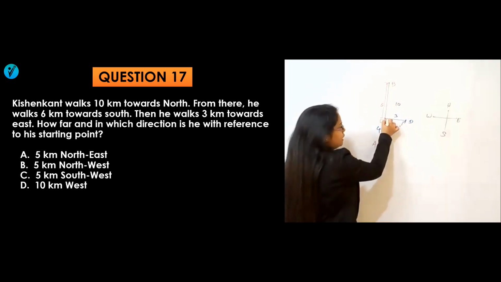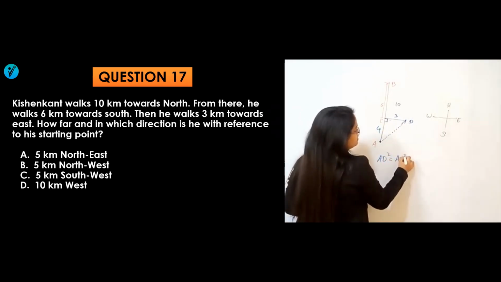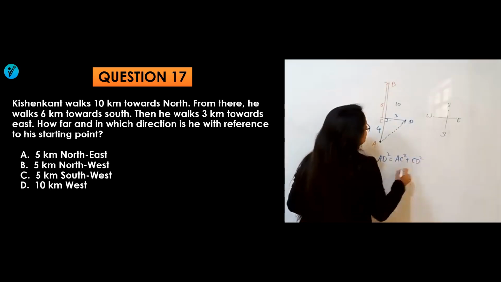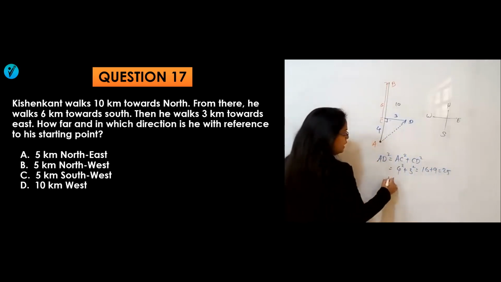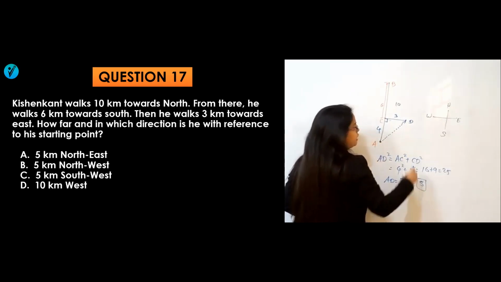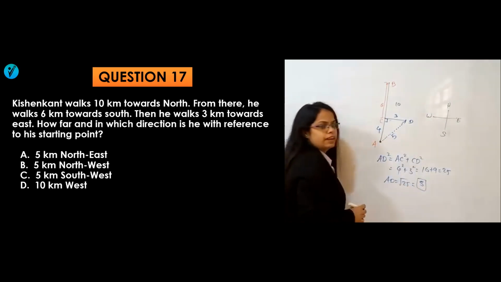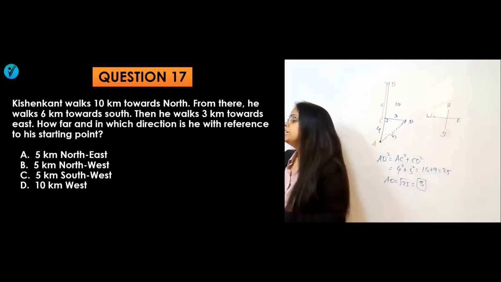So as per the Pythagoras theorem, you can say that AD square is equal to AC square plus CD square. So it will be 4 square plus 3 square. That means 16 plus 9 is a 25. So AD will be equal to root of 25, which is nothing but 5. That means this is the 5. So he is now 5 kilometer away from the starting point.